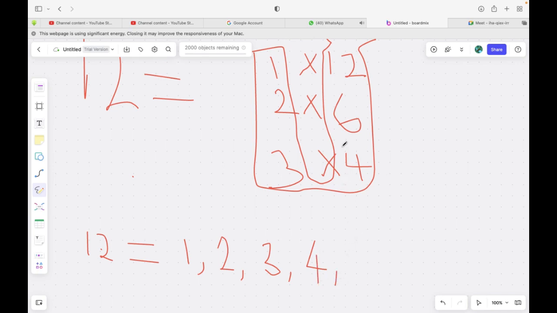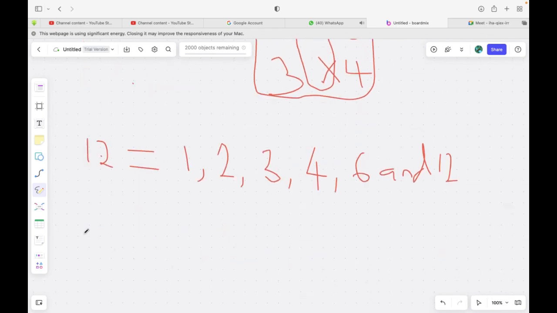After 4 is 6. Once you reach half of the number, 6 is half of 12, the next factor will definitely be the number itself. And 12 is a factor of itself. So these are the factors of 12.